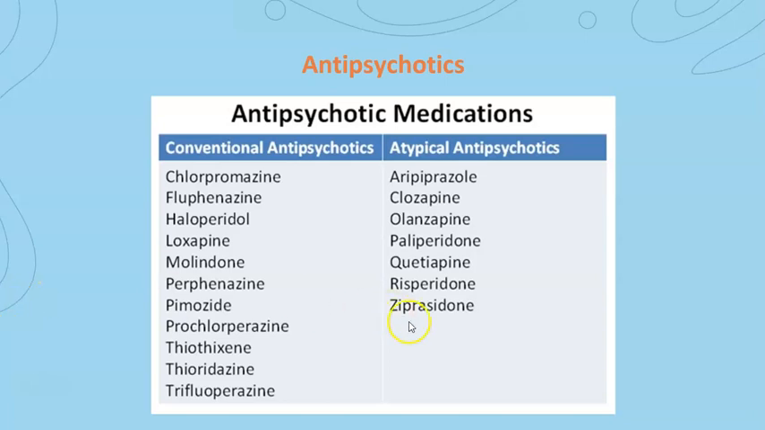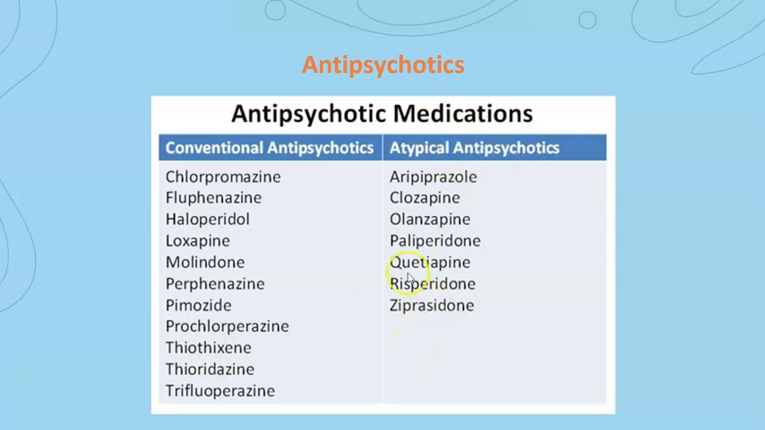So we have two types of antipsychotic medications. Conventional, got your... I can't say all of these, y'all. Who am I kidding? This is Thorazine, this is Prolixin, and this is Haldol. You really don't see very much of these anymore, right?